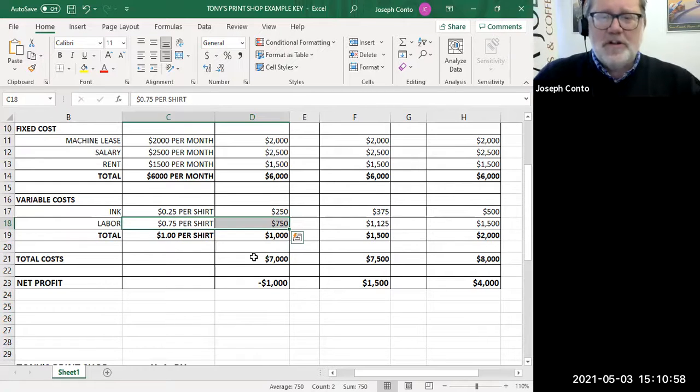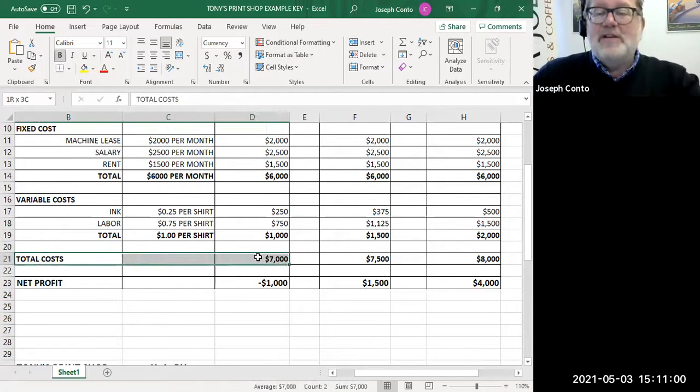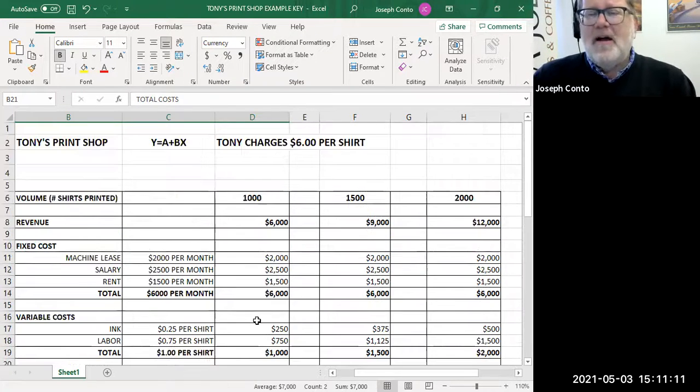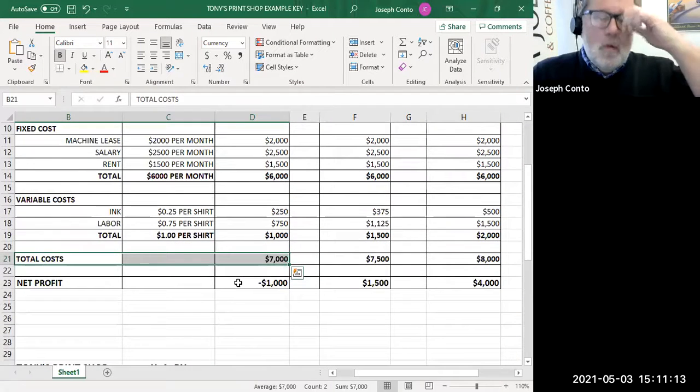But if that person is fully engaged for all 8 hours, it costs me 75 cents per shirt in order to create them. So in this case, my total costs, right, my fixed costs plus my variable costs, are $7,000, and my net profit is negative $1,000. So if I only do 1,000 shirts, I'm actually working at a $1,000 loss at that time.